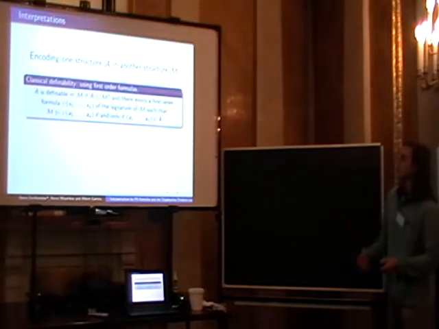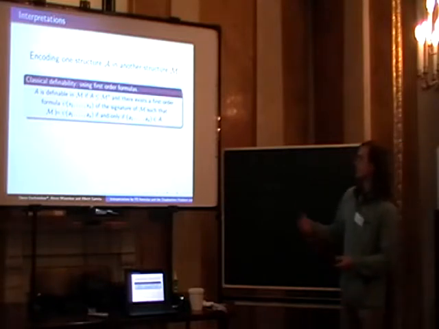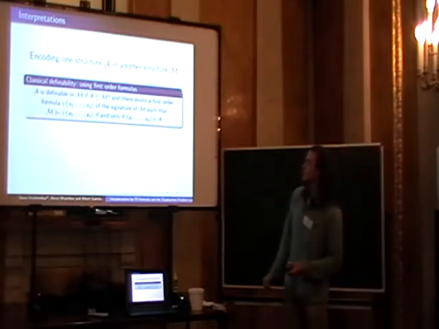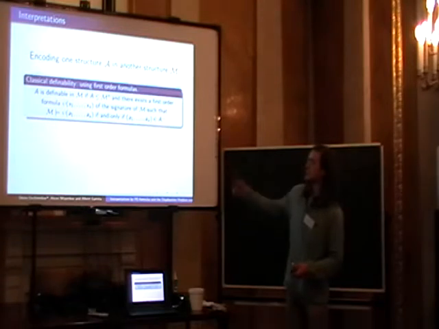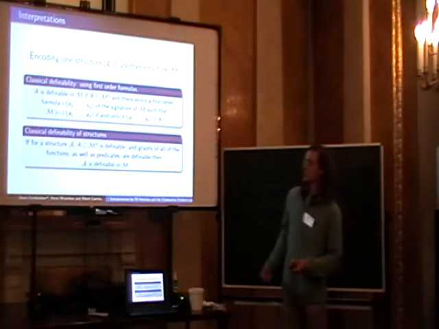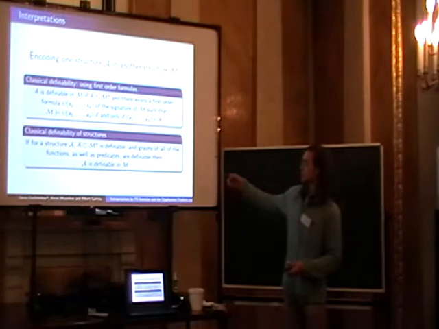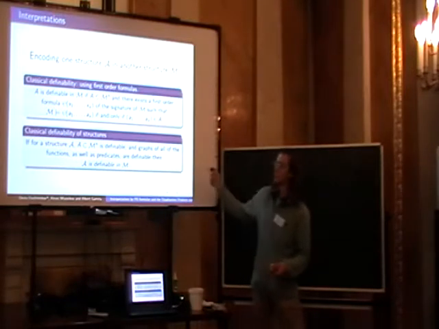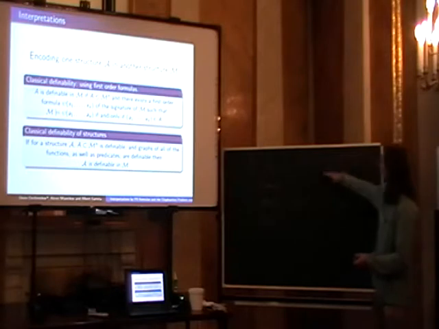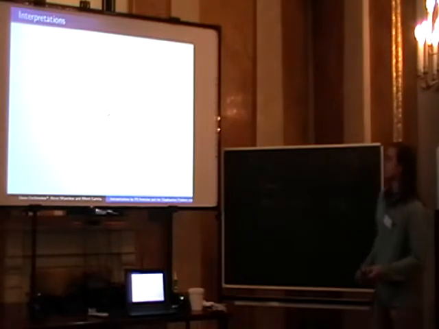And interpretations, so usual interpretations, I think you all are familiar with them. If you have a structure and you have a subset of M to the n, then if there is a formula that is true if and only if the tuple is in your set, then it is definable. And if you have a structure, and the domain is definable, and graphs of all of the functions, predicates, and so on are definable, then we say that the structure is definable. So really this is a definition of a structure.